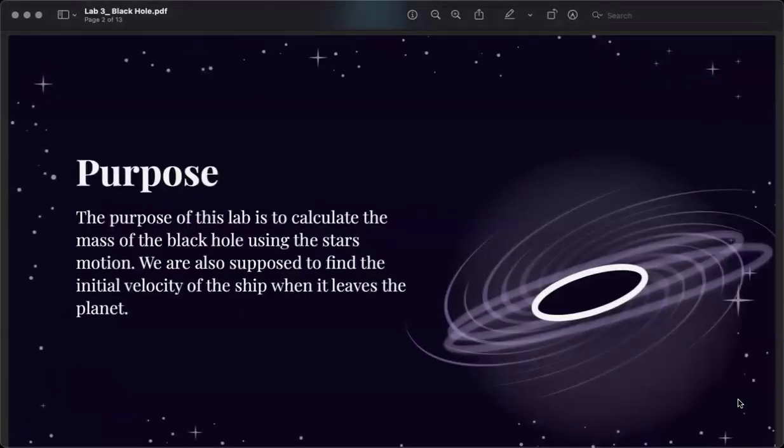So, starting off, the purpose of this lab is to calculate the mass of the black hole using the star's motion, and then also to find the initial velocity of the ship when it leaves the planet.